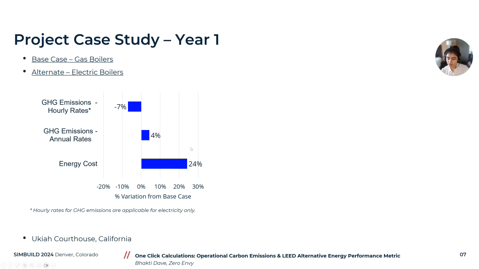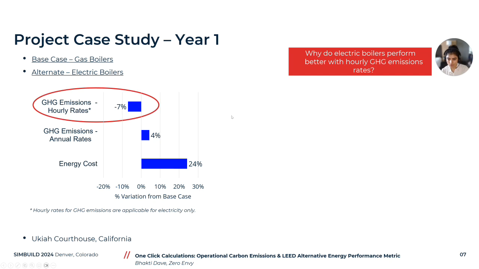Now, for this particular courthouse in California, we can see that the alternate with electric boilers yields about 7% lower greenhouse gas emissions compared to the base case. Now, this is the only metric where electric boilers perform better than the gas boilers, unlike the emissions calculated using annual rates or energy cost.